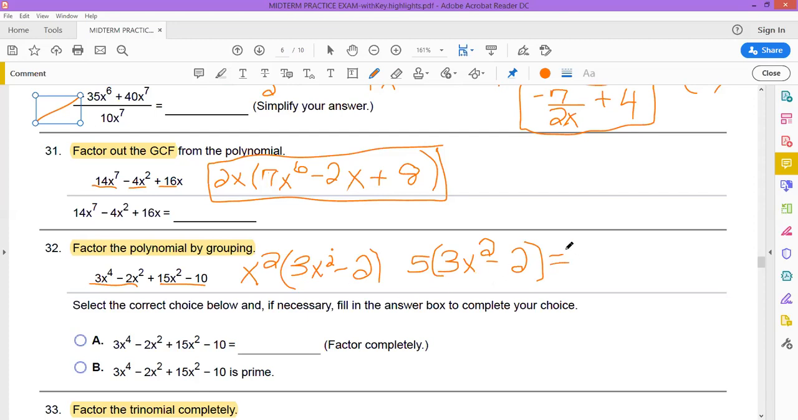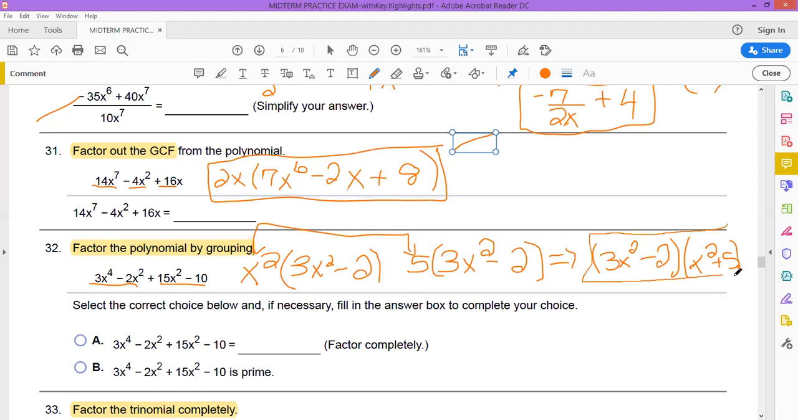So our solution would be 3x squared, that's one of our factors, minus 2. And then our second factor would come from the terms that are on the outside. So x squared plus 5. We have a positive 5. And that's our solution. 3x squared minus 2 and x squared plus 5.